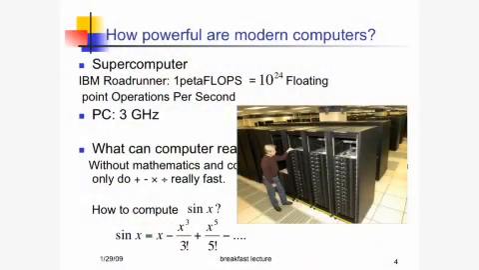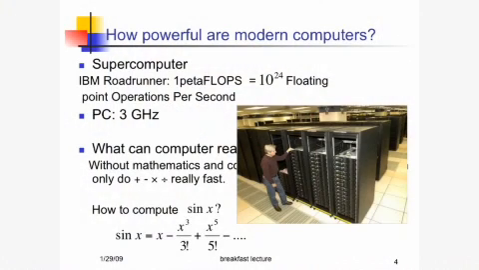Okay, so let's see how powerful modern computers are. Maybe you know, maybe you don't know. These are some concrete example numbers. The supercomputer: IBM has the most powerful one in the world. It can do 10 to the 24th flops, floating point operations, addition, multiplication, those kinds of operations, 10 to the 24 per second.